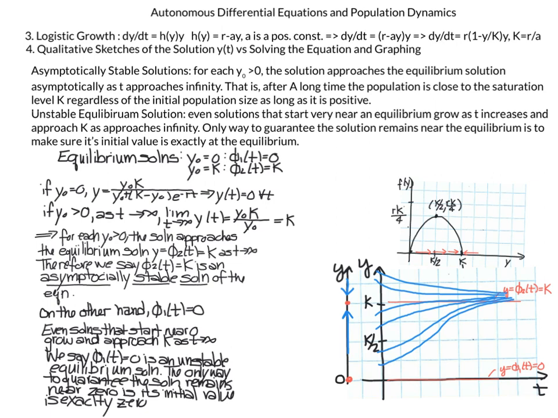So in our example, for each starting value y naught, all of our solutions are attracted to our equilibrium solution, phi 2 equals k. So phi 2 equals k is an asymptotically stable solution. On the other hand, if we look at phi 1 equals 0, even if our initial condition were incredibly close to 0, we would end up approaching k anyway. So phi 1 of t equals 0 is an unstable equilibrium, and the only way to guarantee the solution remains near 0 is if the initial value is exactly 0.